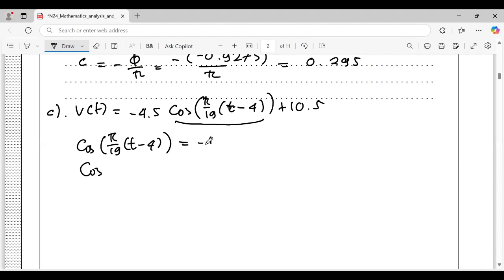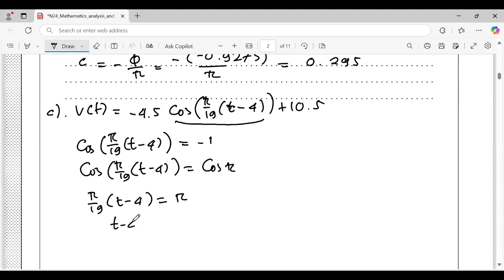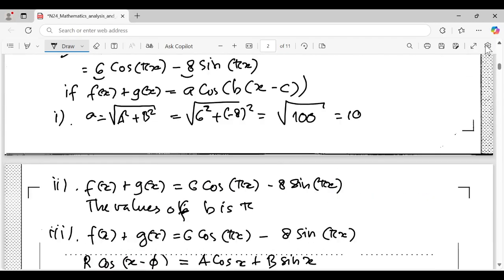-1 is the result of cosine pi. So cos(pi/19 (t - 4)) equals cos pi. So pi/19 (t - 4) equals pi, so t - 4 equals pi times 19 over pi. So t equals 19 plus 4, which is 23. So the time is 23.